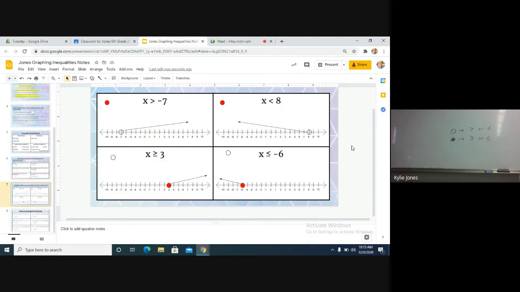Wait, is it on the negative 6 or what? So yes, put it on the negative. Okay, I couldn't see it. It looked like a 4 at first, and then it looked like a 7. Okay. Yeah.